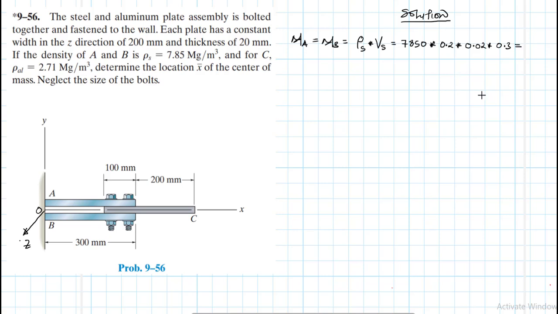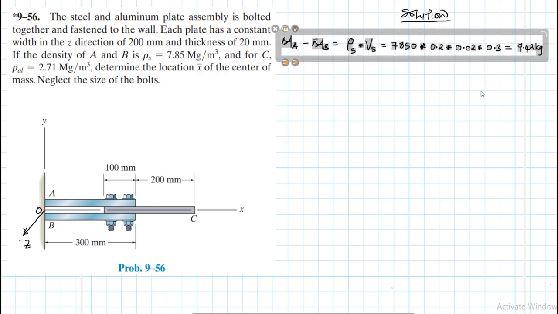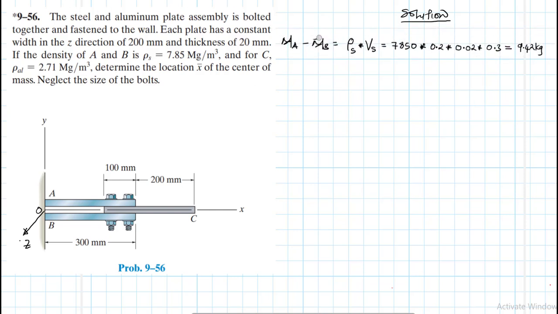Therefore, the mass is equal to 7,850 by 0.2 by 0.02 by 0.3. This gives us 9.42 kgs. Great, so we found one part. This is the mass of plates A and B: 9.42 kgs.